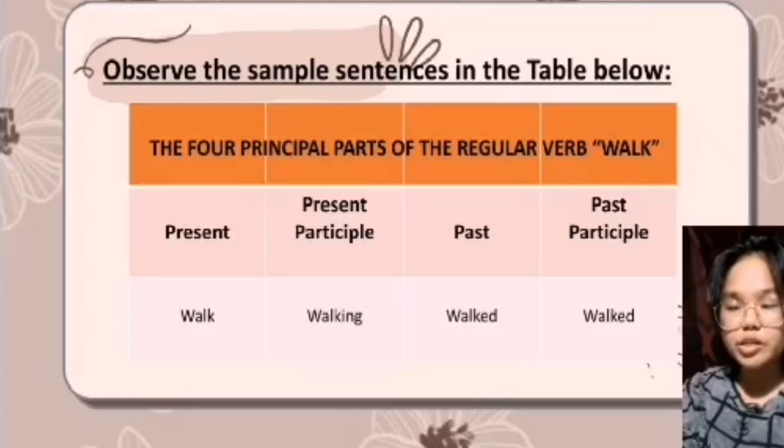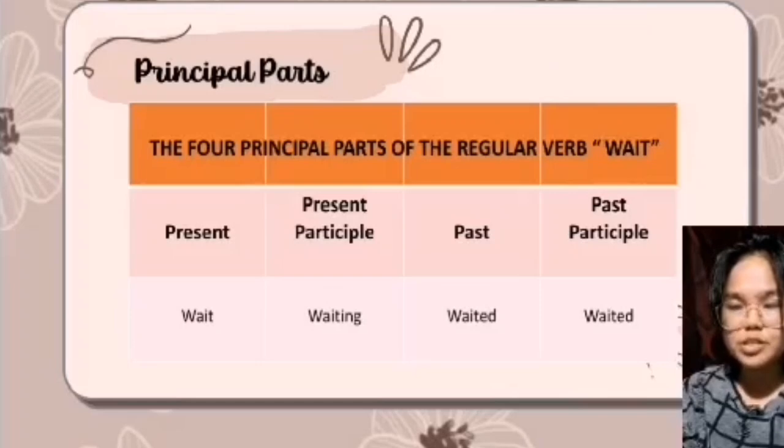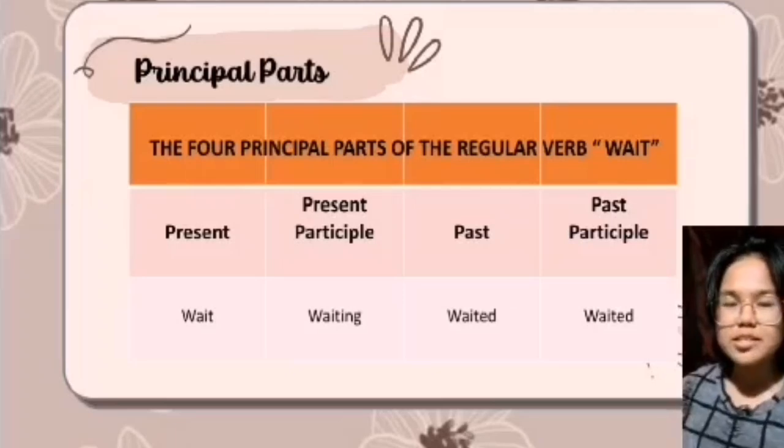So the 4 principal parts of the verb walk: the present is still walk, the original form of the verb. The present participle is walking, past, walked, and past participle, still walked. Okay, so here's another example. The 4 principal parts of the regular verb wait: present, still wait; present participle, waiting; past, waited; past participle, waited. So I think that's the end of my report.